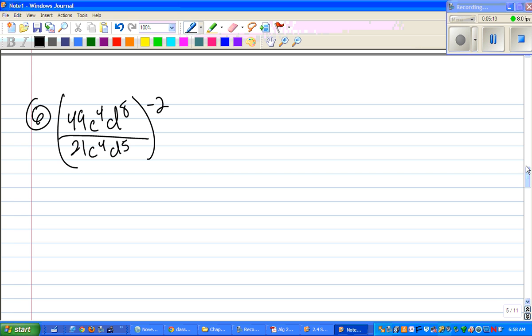Okay, number 6. Now, we do have this negative exponent out front, so we do need to distribute, but before we distribute, we're actually going to go inside and start simplifying this. So first thing I see is 49 and 21. You can divide both of those by 7, and you're left with 7 over 3. Now looking at your c's, c to the 4th and c to the 4th, those actually cancel each other out. And then your d's, you have more on the top, and now that's to the negative 2nd power.